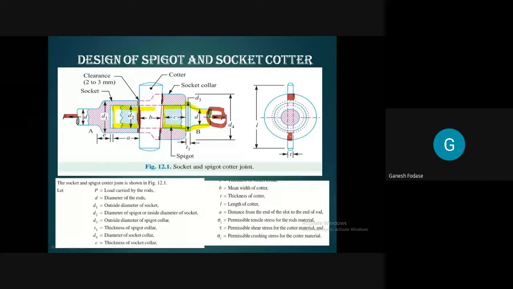Then small d. Now, very important, just go through one by one. The small d is the diameter of the rod. You can see the rod on both sides.